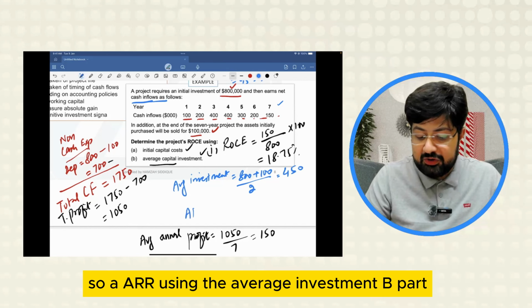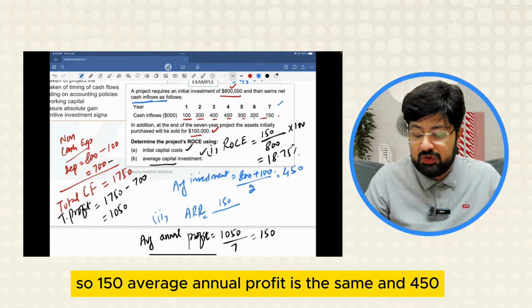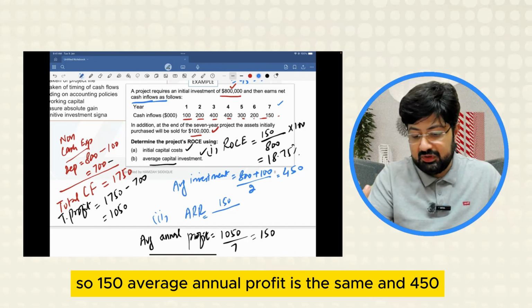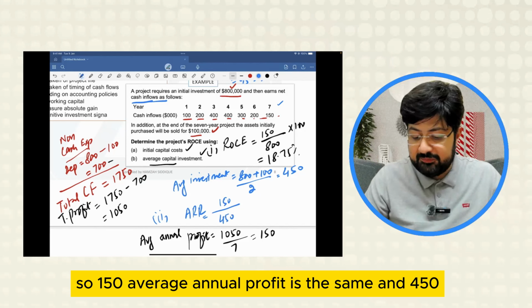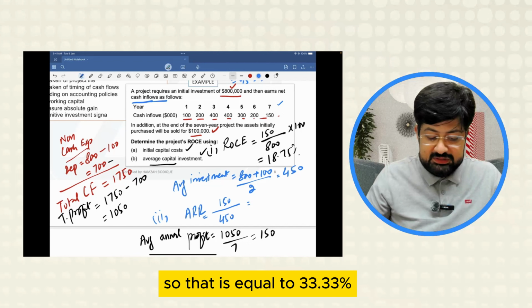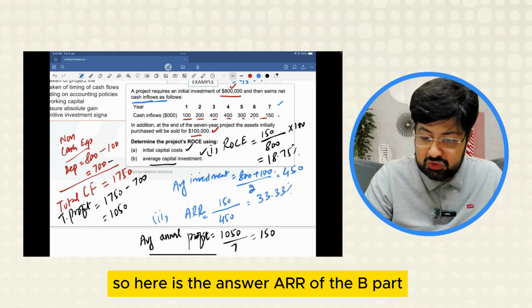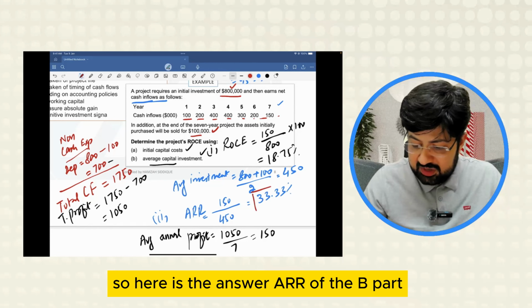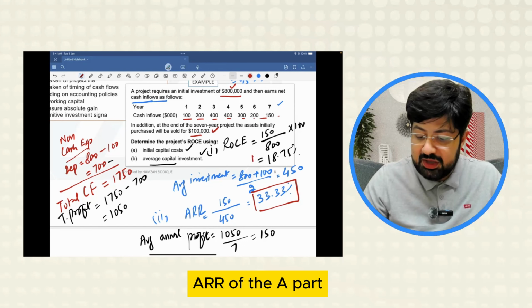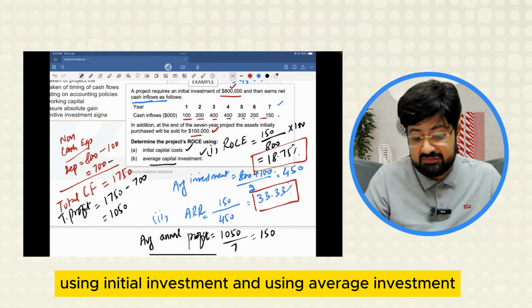So ARR using the average investment, the B part. The 150 average annual profit is the same, and divided by 450, that is equal to 33.33%. So here is the answer: the ARR of the A part using initial investment, and the B part using average investment.